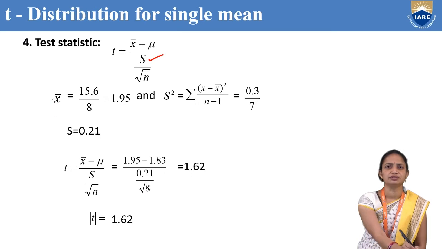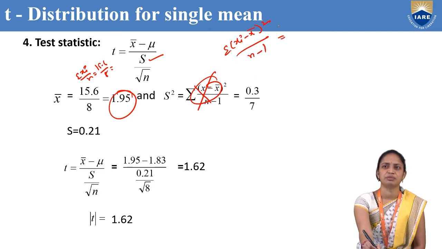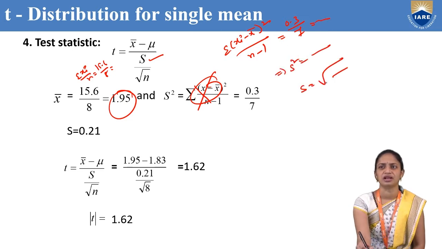So x bar is nothing but summation xi by n, that means 15.6 divided by 8, which is equal to 1.95. And for s square we have the formula: summation xi minus x bar whole square divided by n minus 1. So that is 0.3 divided by 7, which is equal to some value. From that we get s square, and s equal to the square root of this value. Then we get s equal to 0.21.